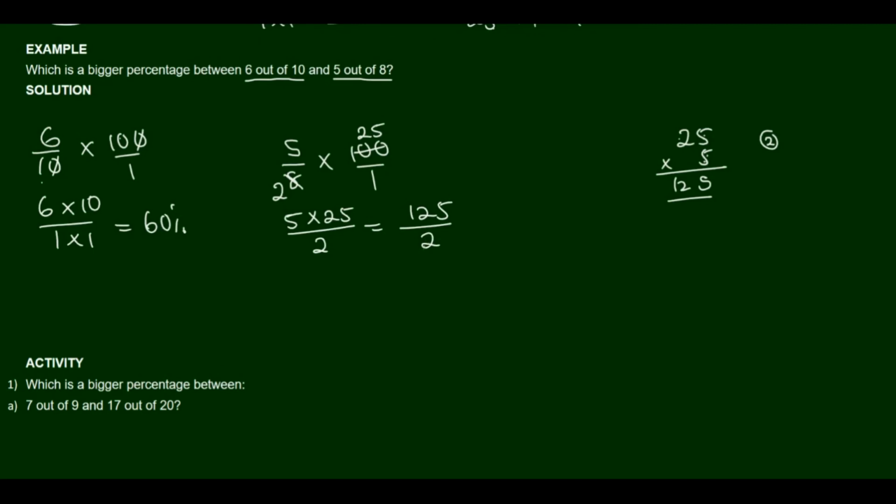We can use short division here, but if you want to use long division, you can do so. So we use short division. 2 into 2 is 1. 2 into 12 is 6. Then 2 into 5 is 2. Remainder 1. Put a comma here. Remember, to the remainder, you must add a 0. So remainder 1, then you put a 0, becomes 10. Then 2 into 10, that is 5. Then meaning that this is equivalent to 62.5%, which is a bigger percentage between 6 out of 10 and 5 out of 8. So it means 5 out of 8 is a bigger percentage.